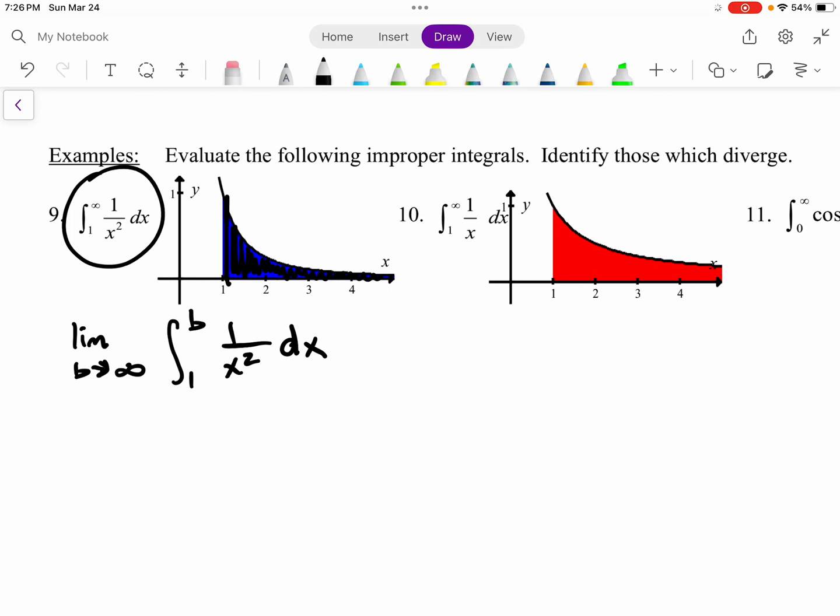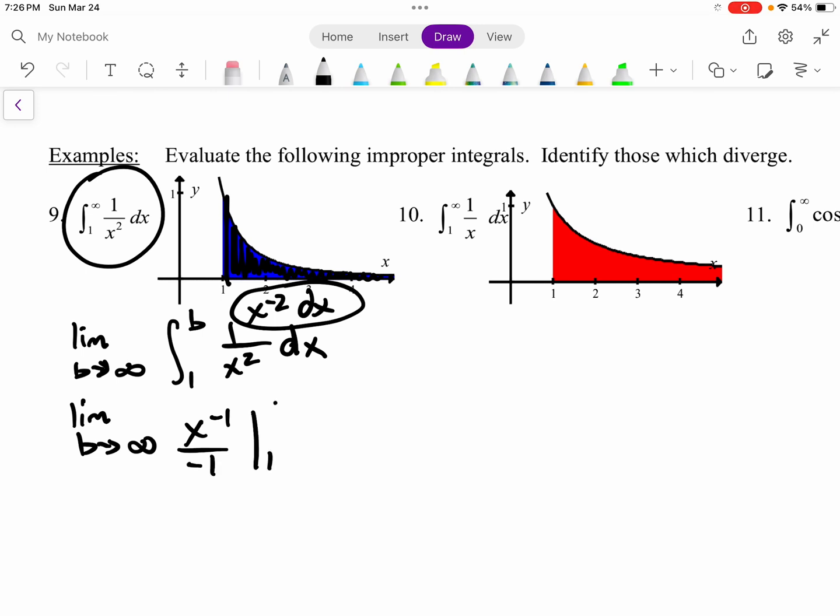Okay, what that allows us to do is now we can just integrate that like we normally would. So I have the limit as b approaches infinity. I'm going to integrate x to the -2 dx. That's what I'm integrating right there. So it'd be x to the -1 divided by -1, and I'm going from 1 to b. I'm going to plug in my upper limit, so I'm going to plug in b, and I end up with the limit as b goes to infinity of -1 over b, minus, and then plug 1 in to be minus a -1, so that ends up being a +1.